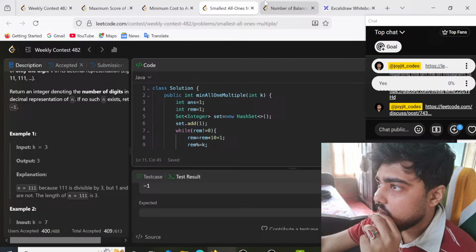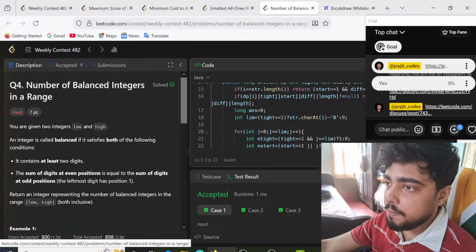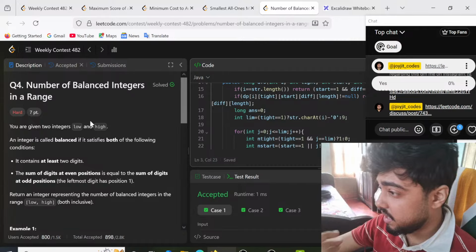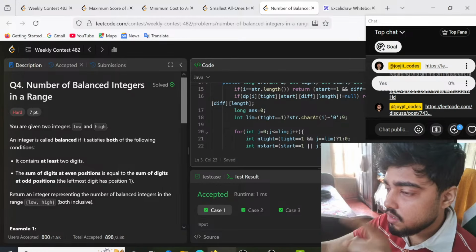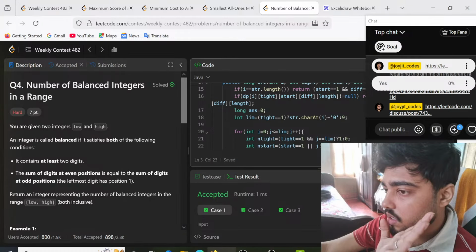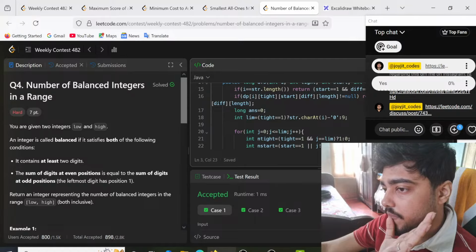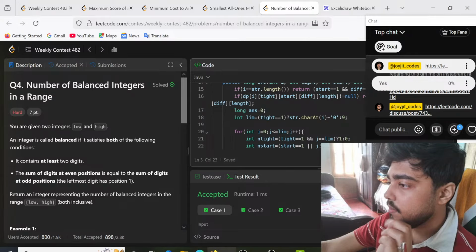So let's move on to the last question. Number of balanced integers in a range. Another brilliant question. You're given two integers low and high. An integer is called balanced if it satisfies both of the conditions. It contains at least two digits. The sum of digits at even position is equal to the sum of digits at odd position. Return an integer representing the number of balanced integers in the range low to high, both inclusive.